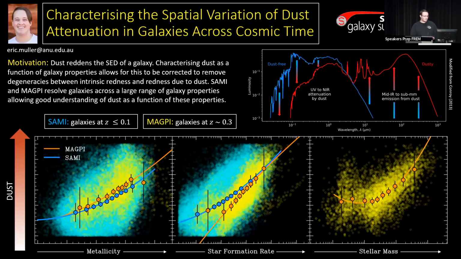So I'm using SAMI and MAGPIE data because they not only probe different redshift ranges, but they also allow for a resolved look at the dust in galaxies, because previously a lot of stuff has been done with integrated data instead of resolved data. So these plots are part of my current work where I've shown the dust content against galaxy properties. Here I'm just showing 3 of them: metallicity, star formation rate, and stellar mass. There will be a lot more added to this. This is still a work in progress.